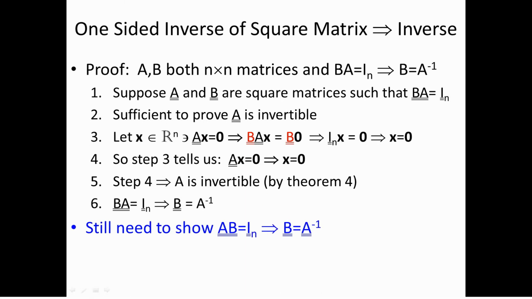Now, to really prove this theorem, we still have to show that A times B equal to the identity implies that B is equal to A inverse. Either way will give us that B is the inverse of A. I'm going to leave this as an exercise for you to do. But basically, the proof will take pretty much the same path as this one that we've just done here.